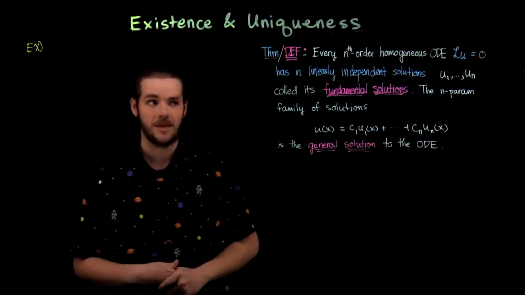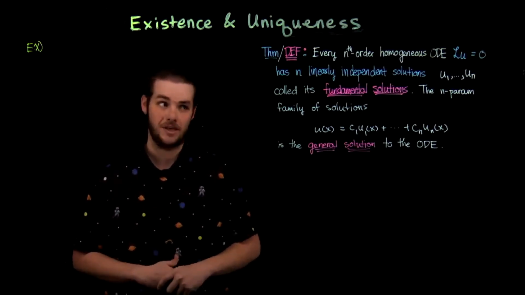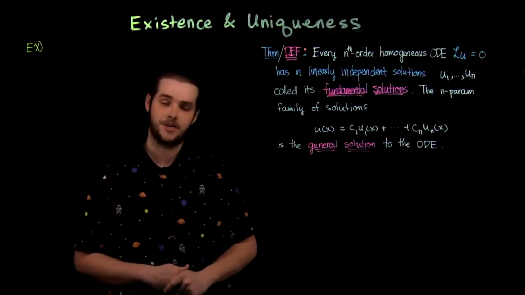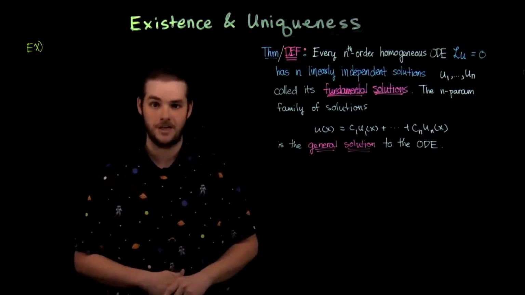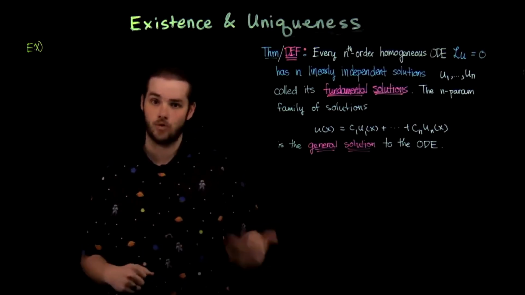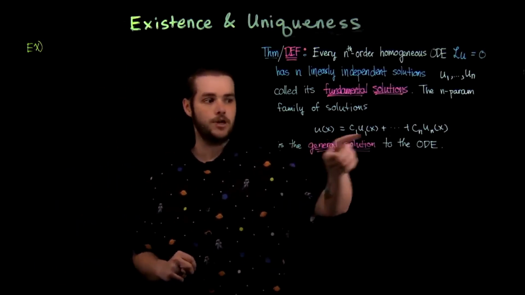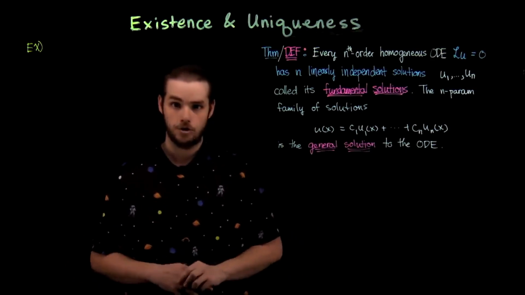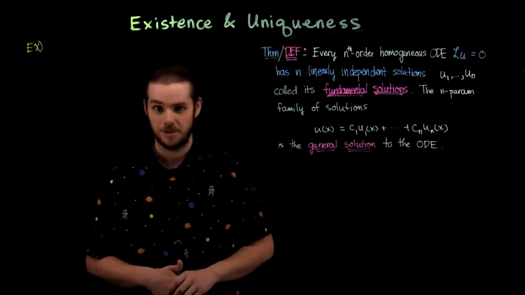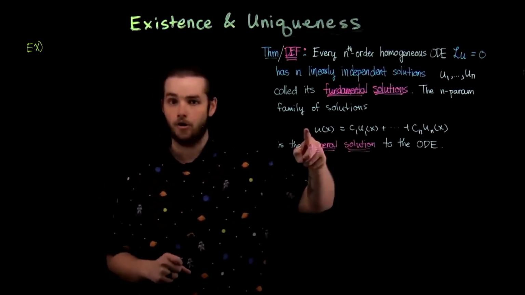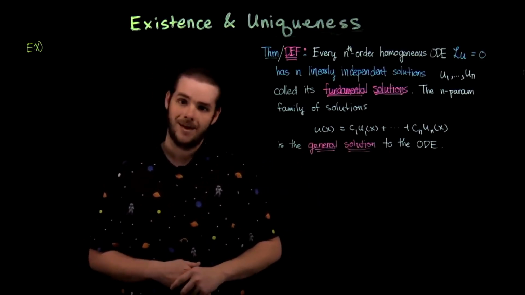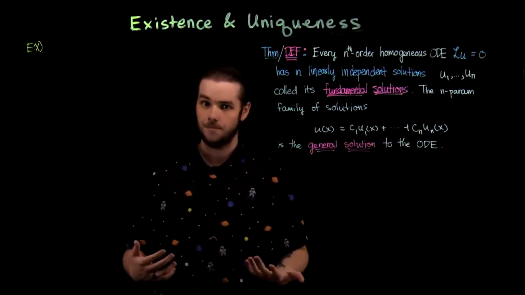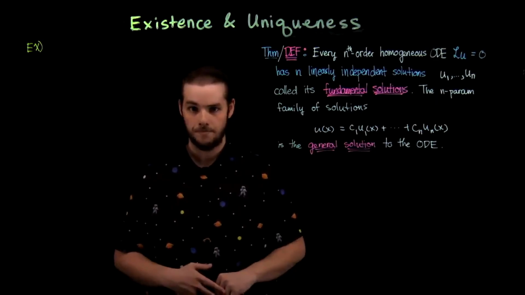So it turns out that every nth order homogeneous ODE, remember those are the ones with the form Lu equals 0, has n linearly independent solutions, which we call its fundamental solutions. And then, moreover, when I build a linear combination of those, that builds an n-parameter family of solutions. We know from the principle of superposition that this also solves the ODE. And we call this solution, which contains every piece of fundamental information, the general solution to the ODE.